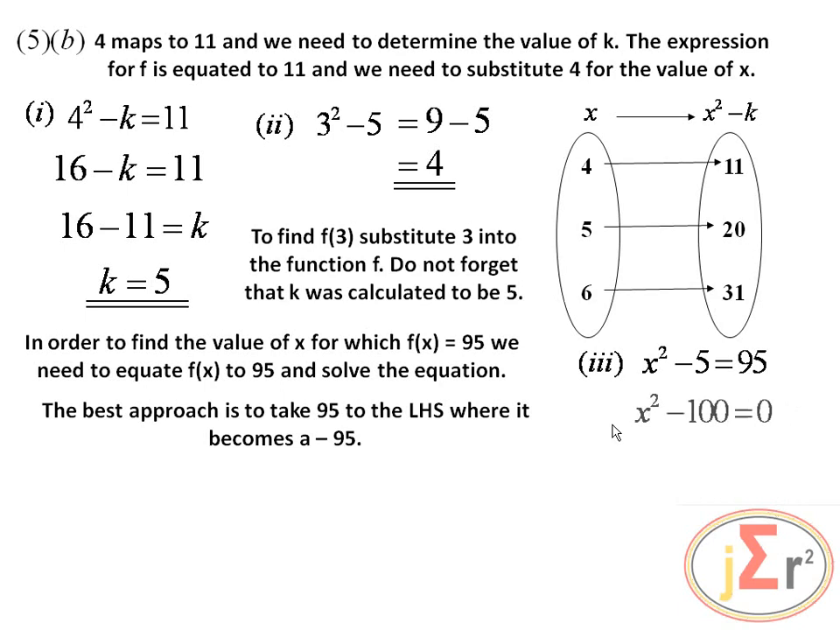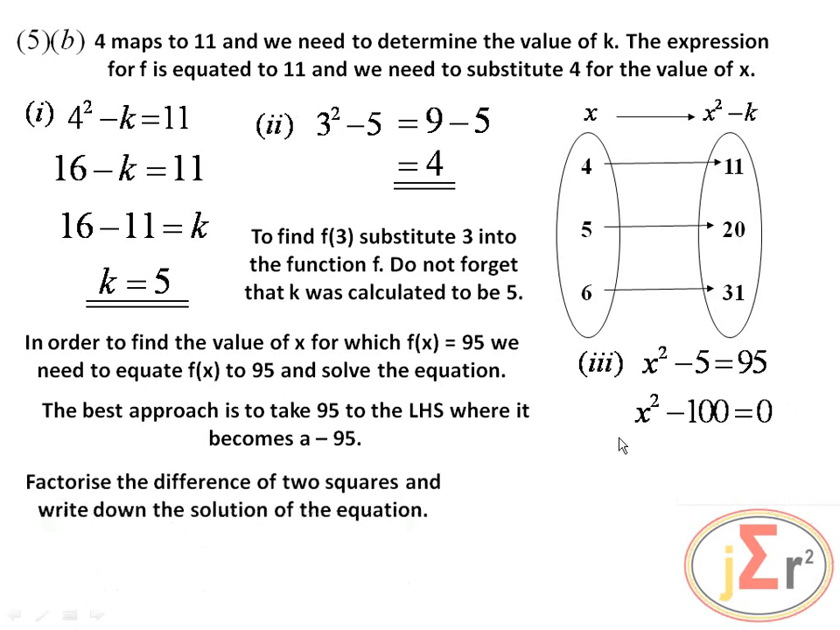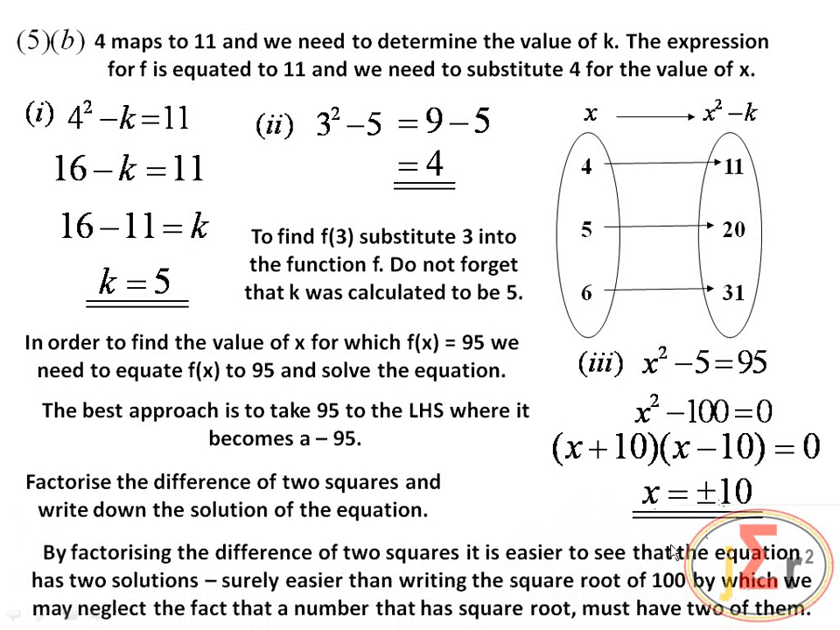So x squared minus 100 is equal to 0. Factorize the difference of two squares and write down the solution of the equation. Difference of two squares: x plus 10, x minus 10. Then we are sure that x is equal to a positive 10 or a negative 10. Those are the things that we sometimes take for granted. By factorizing the difference of two squares, it is easier to see that the equation has two solutions.